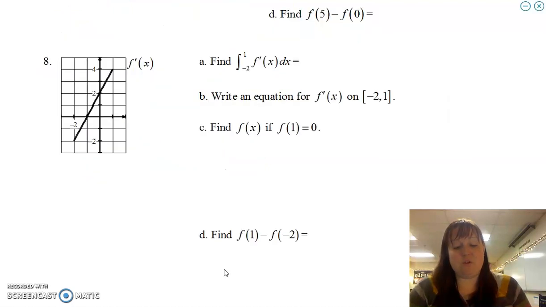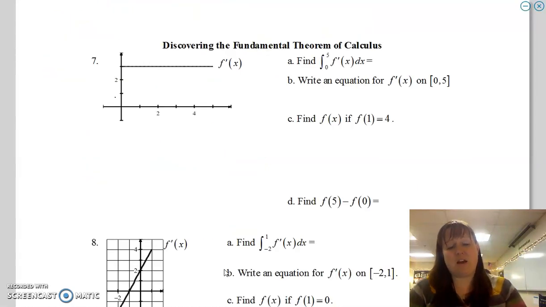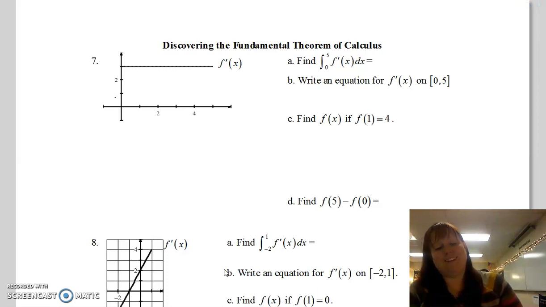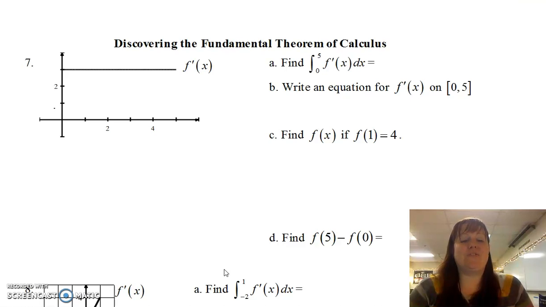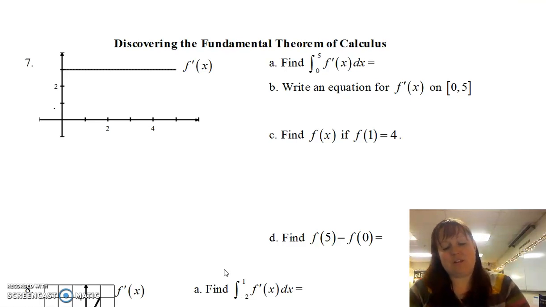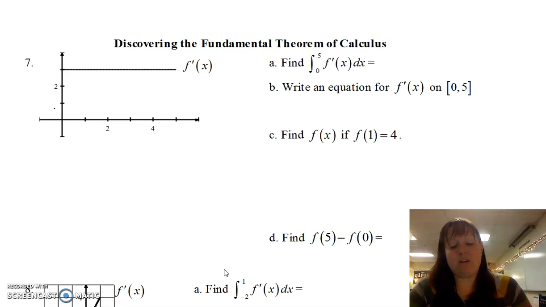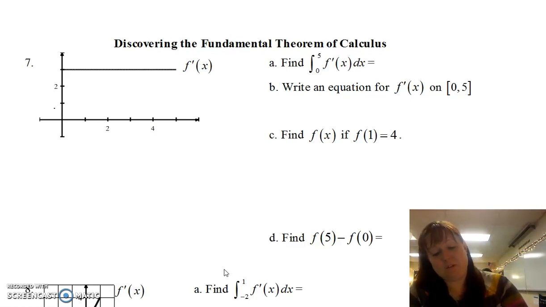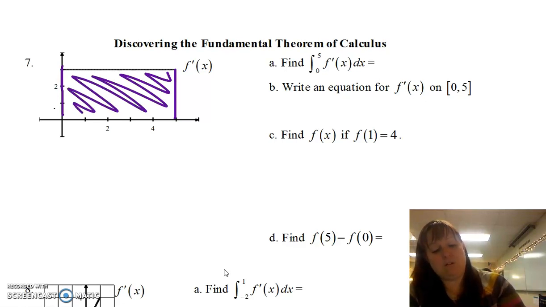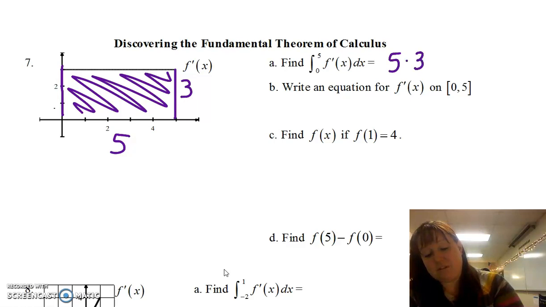So let's take a look at some more stuff. Here's the fundamental theorem of calculus. It sounds so exciting. It is. So let's take a look at this graph. We want to find the area under this graph. This is a derivative graph. So what is the area under this graph from 0 to 5? From 0 to 5, it's this shaded region right here, and that happens to be a rectangle with base 5 and height 3. So the area under that rectangle is 5 times 3, which is 15.